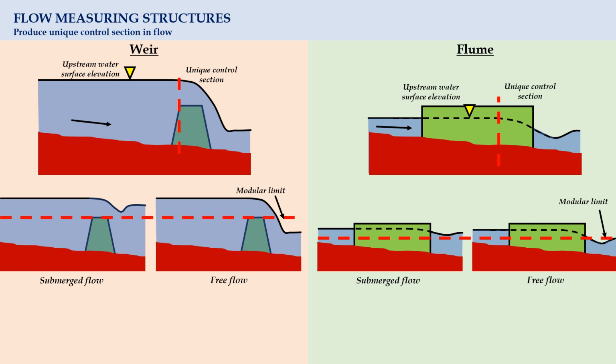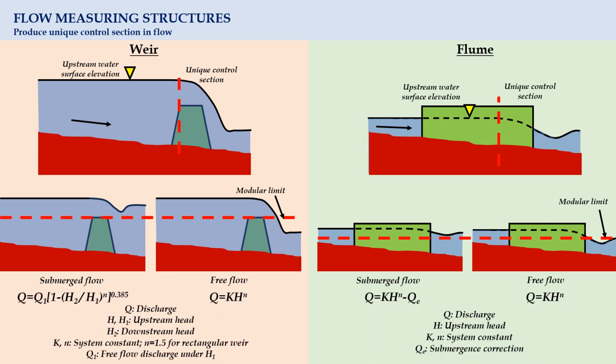On top of that, the flow behavior may be affected by the downstream water level if it is above the limiting water level, namely the modular limit. In this case, we will be encountering a submerged flow condition. On the other hand, free flow condition is induced if downstream water level is below the modular limit. Under free flow condition, the function of discharge can be transformed into a power function of head over the weir, h. Both k and n are the system constants.